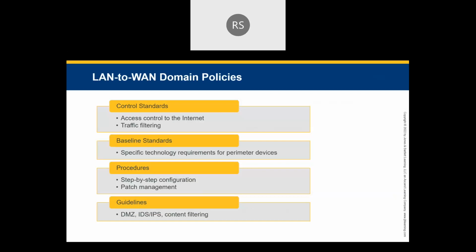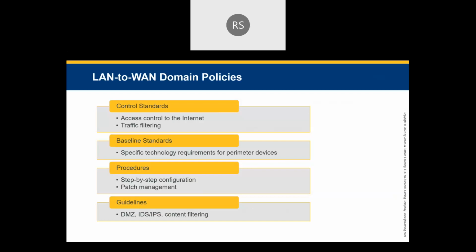Now, procedures, once again, are going to provide step-by-step instructions. For the LAN to WAN, it's going to cover the configuration and management of the devices and the systems at the network perimeter. So these procedures can cover aspects such as the configuration of access control lists or the firewall rules to control the traffic flow, as well as patch management processes to ensure that the perimeter devices are up to date with the latest security patches and firmware updates.